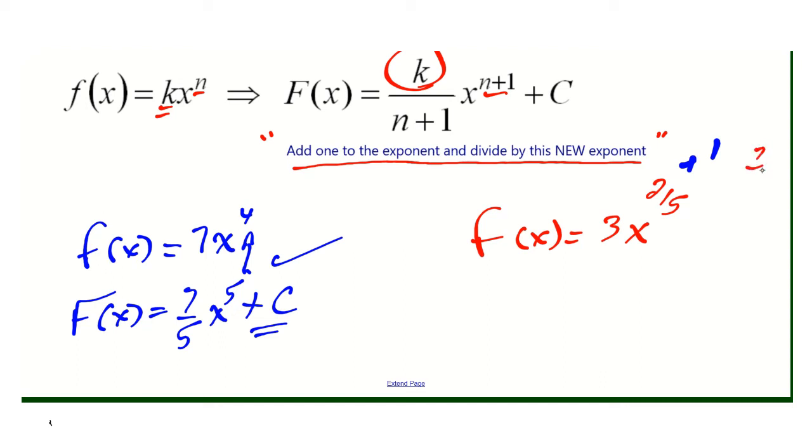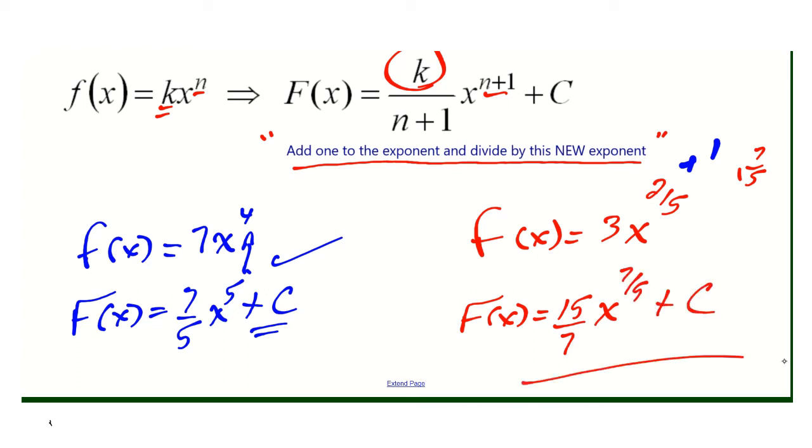And let me just jot that down here. There's 1 added to my exponent. I take 3 and I divide by my new exponent. Well, if your new exponent is a fraction and you're going to divide by it, you multiply by the reciprocal. So my antiderivative would be, my new exponent is 7/5. I'm going to divide by 7/5, which means multiply by 5/7. That's going to give me 15 over 7 x to the 7/5 plus c.